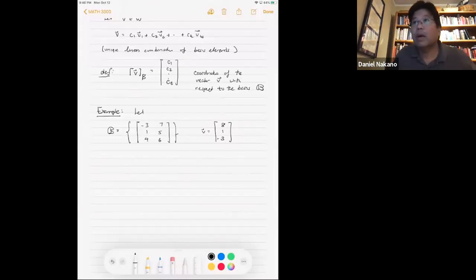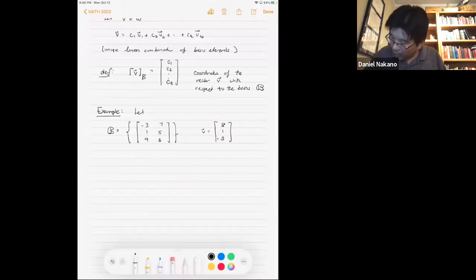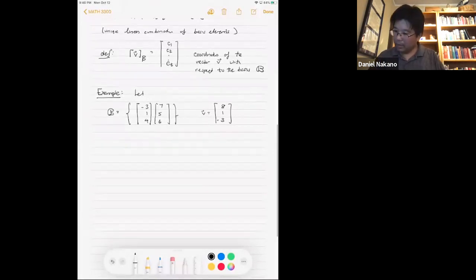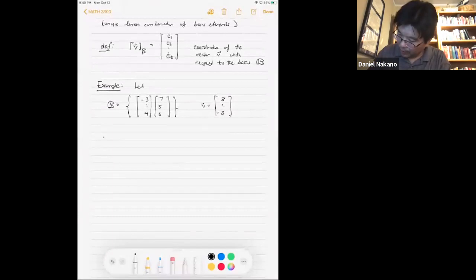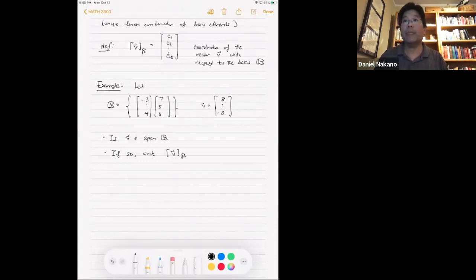All right. So what we want is, first of all, to determine whether V is in the span of B, and then write the coordinates. Okay? So let's do that. So 1, is V in the span of the set B, and 2, if so, write V in terms of its coordinates. Okay?